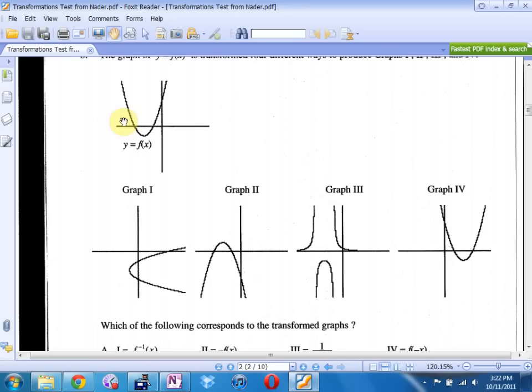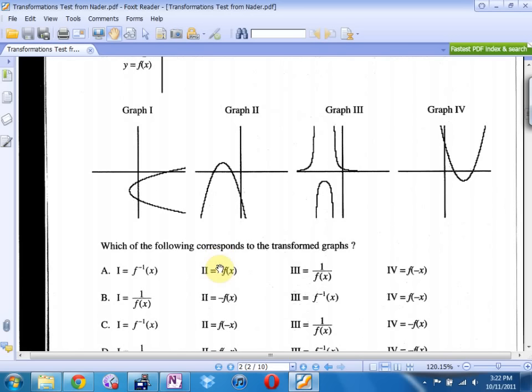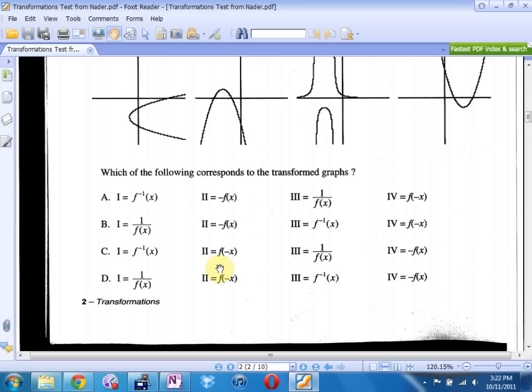Let's see. How does this and this relate? Inverse. How could you get that or figure that out? Here's what I did. I said that looks around negative 3, negative 2-ish. That looks around negative 2, negative 3-ish. I think I switched the x and the y around. And yeah, it's also a reflection about the line y equals x. What about here? That one. Right? C, graph 3.